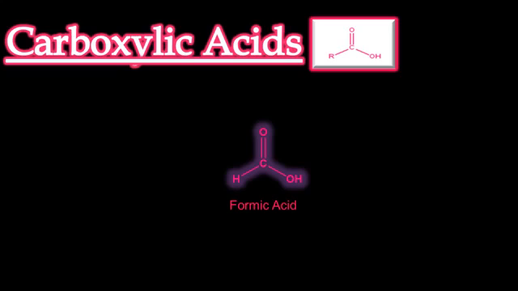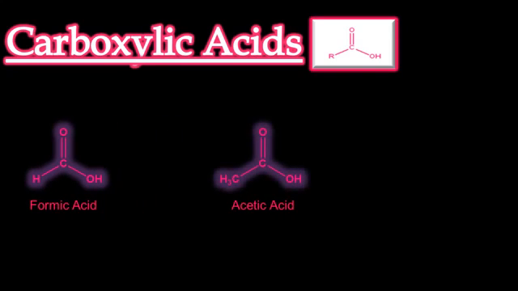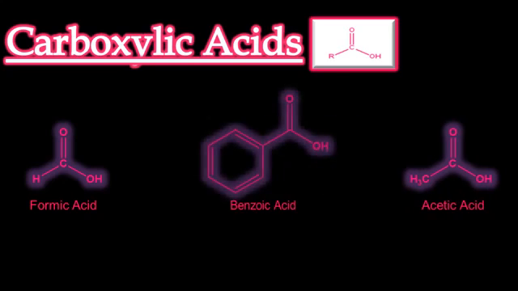The simplest carboxylic acid is formic acid, which features the central carbonyl group, an OH group, and a hydrogen. The hydrogen in the OH group is the hydrogen that becomes donated in Brønsted-Lowry acid-base reactions. Acetic acid is a 2-carbon carboxylic acid and features a methyl group and an OH group. Lastly, benzoic acid is an example of an aromatic carboxylic acid.